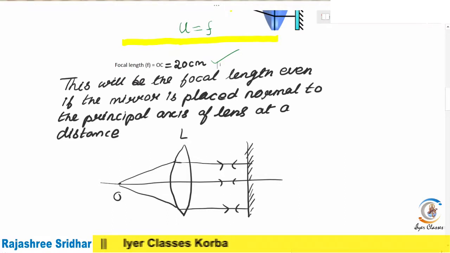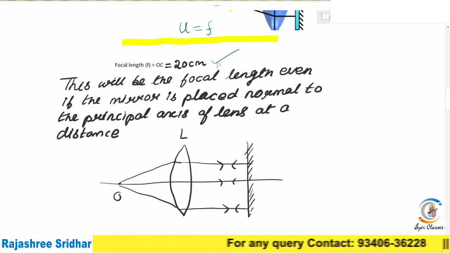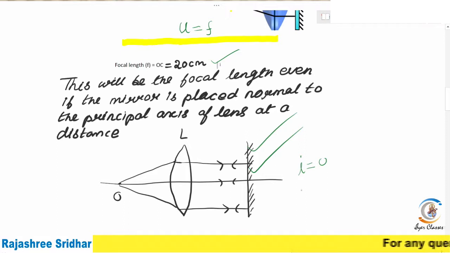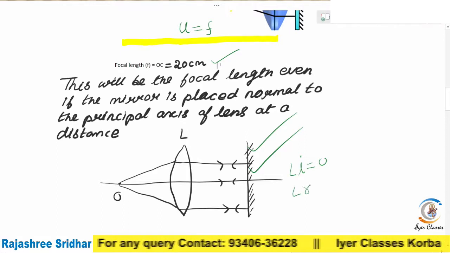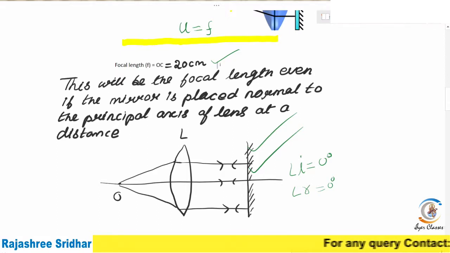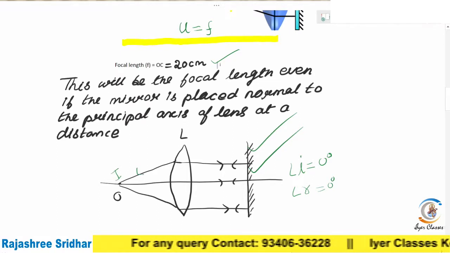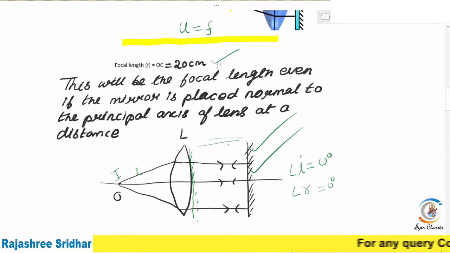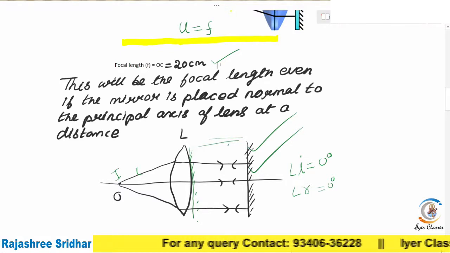If the rays fall normally on a plane mirror, they will get reflected back along the same path. Why? Because the angle of incidence is equal to 0, and according to the laws of reflection, the angle of reflection is also equal to 0 degrees. Since both are 0 degrees, the path is retraced. So the final image is also formed at the position of the object, whether the mirror is kept here or placed somewhere away. It doesn't matter, the image will be formed at the same position, right?